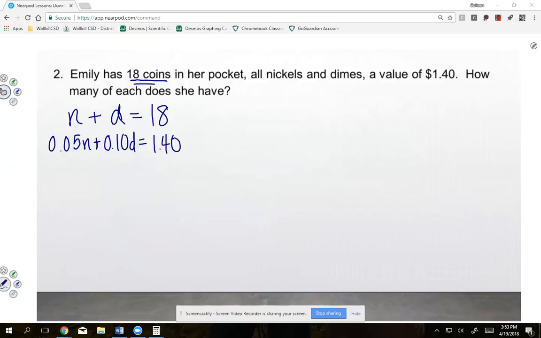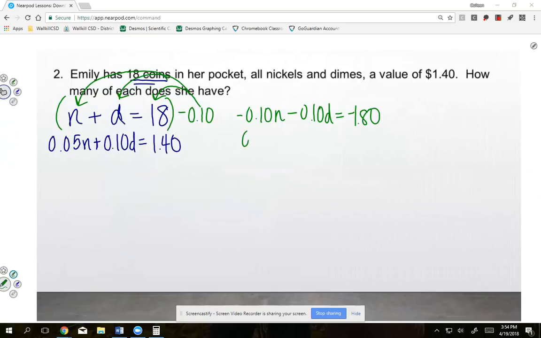Since both the n and the d are 1s, I could choose either the coefficient in front of the n or the coefficient in front of the d in the second equation to multiply the top equation by. In order to get opposites, I need to multiply by a negative. I prefer multiplying by 10 rather than 5, so I'm going to multiply the top equation by negative 10 cents. Then we distribute the 10 cents across the entire equation to create an equivalent one. We wind up with negative 10 cents N minus 10 cents D equals negative 180.